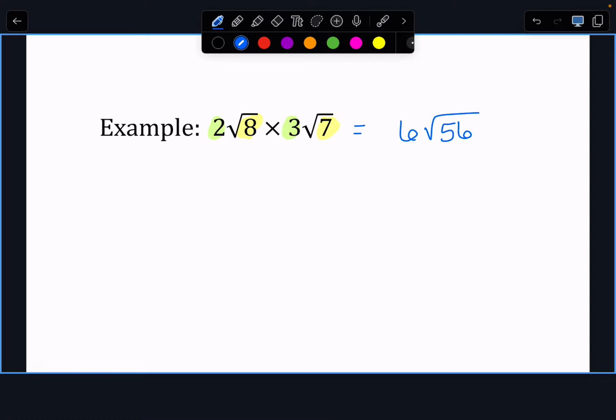Okay. Now, 56, what perfect square divides into 56? 4 and 14. So then this becomes 12 root 14. Yes? Okay, so easy. I know, right?